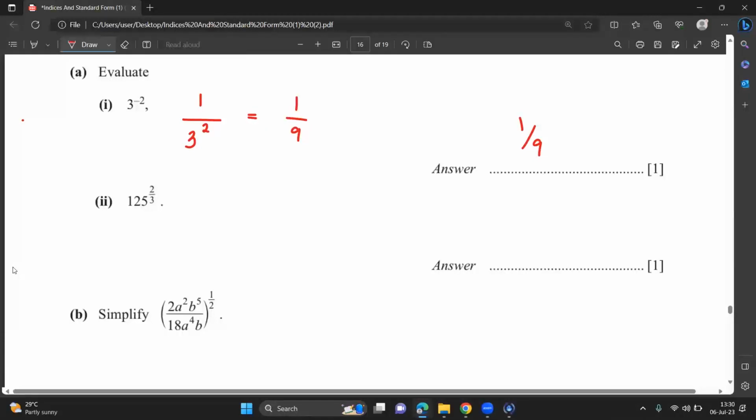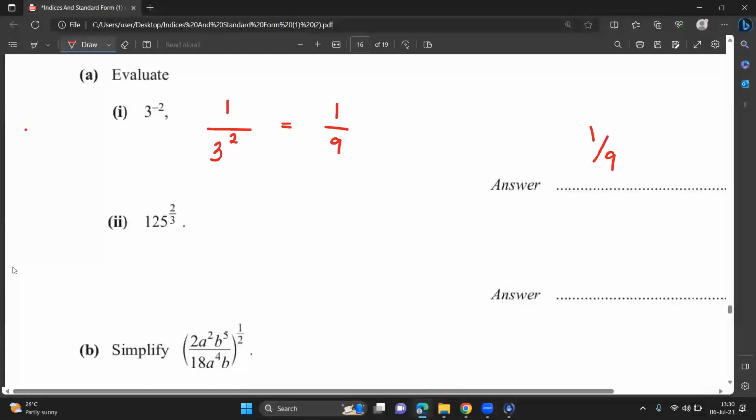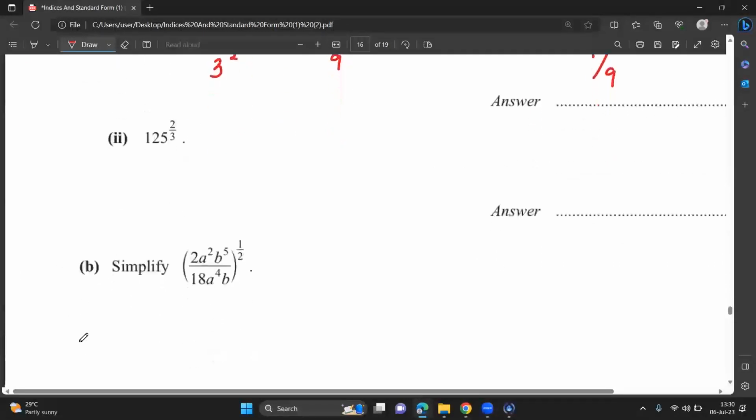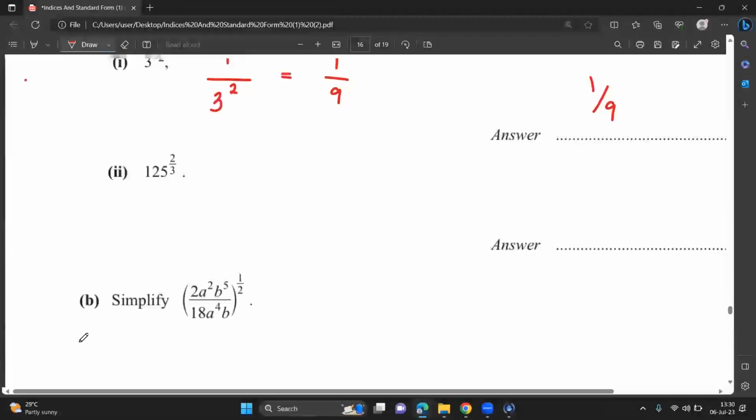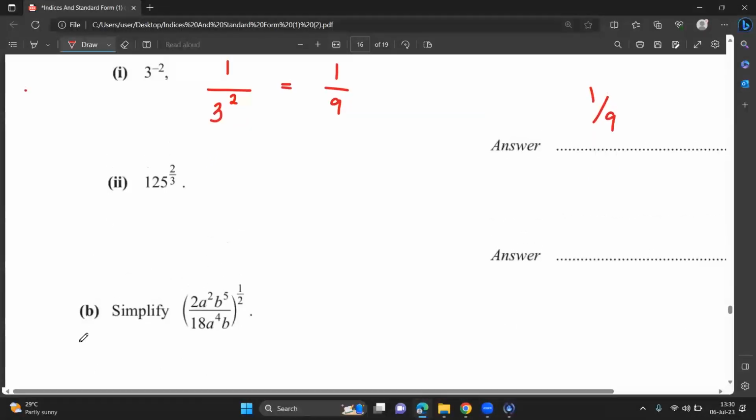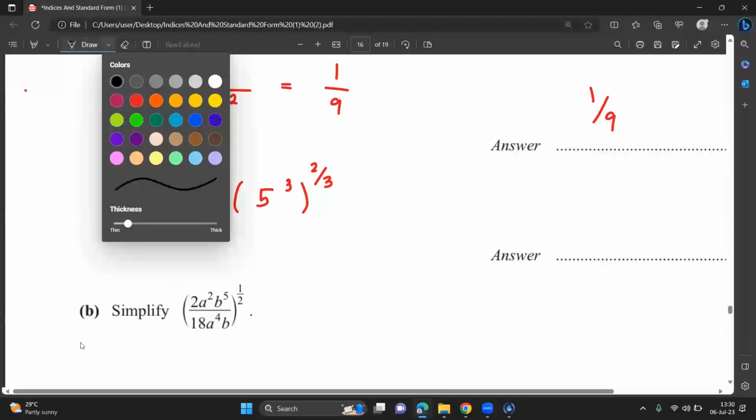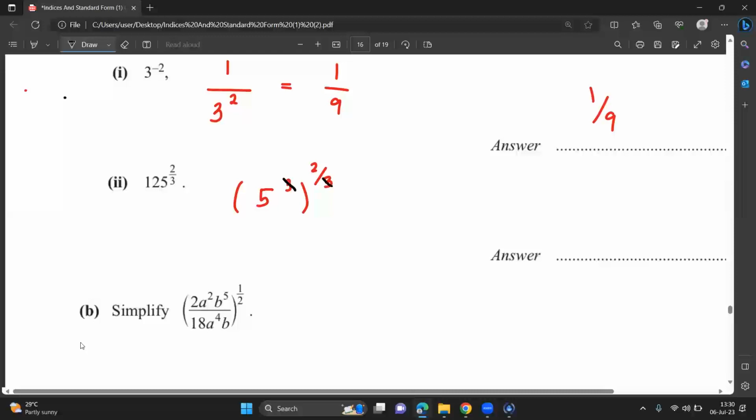125 to the power 2 over 3. This is the hack. When you get something like this, since you can't use the calculator, always focus on the denominator. Can you stop talking? Your denominator is a 3. Try to change this to a base of 3. 1 to the power 3 gives you 1 to 5. Because only if you change it to a base of 3, this gets cancelled. Then we have 5 square, which is 25.